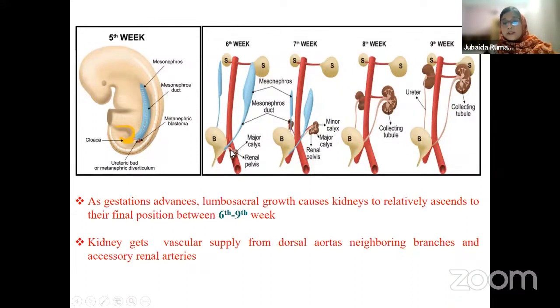And in this period, from 6 to 9 weeks, the kidneys ascend upwards, and as the gestation advances, the lumbosacral growth causes these kidneys to relatively ascend to their final position near the suprarenal organ. In this period, the kidneys get their vascular supply from the dorsal aorta and its neighboring branches and accessory renal arteries. Also in this process, some kidney rotation occurs, and the kidney rotates 90 degrees, and the renal pelvis is directed anteromedially.